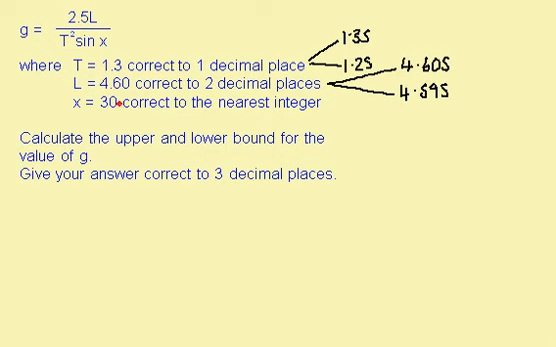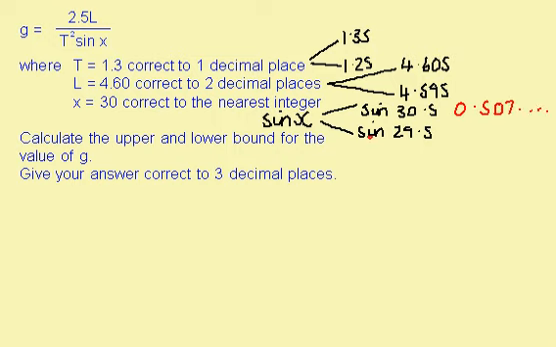I'm told x, but in the question I want to use sine x. The upper bound for sine x is sine 30.5. The lower bound is sine 29.5. To work out which one of these is the upper bound and which is the lower bound, I've used a calculator. I've found out that sine 30.5 is 0.507 and sine 29.5 is 0.492. So it's now obvious that sine 30.5 is the upper bound and sine 29.5 is the lower bound.